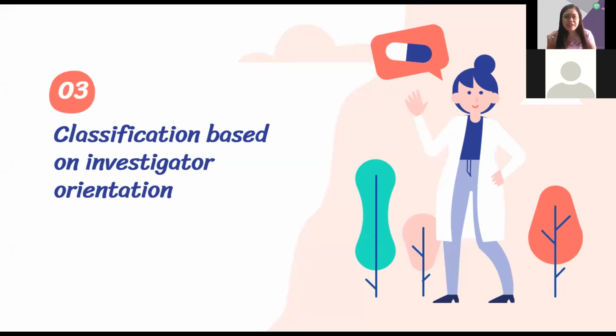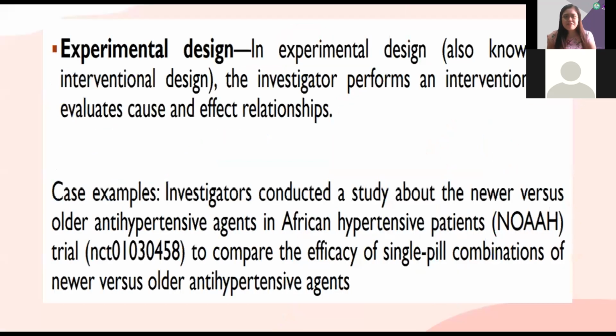So let us continue on the third classification. Ay, buhi pa dai. Classification based on investigator orientation. So parehas ako, ang orientation is actually I'm more of an experimental researcher than a descriptive researcher. So based on investigator orientation, you have here the experimental design.